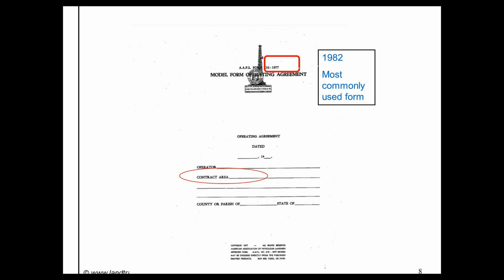So the AAPL has all of these forms available for you if you want to use them. I think they used to have a disc form that they would send you, and it would give you the joint operating agreement, and then you could just literally fill in all the blanks, and you would have the same model form operating agreement.